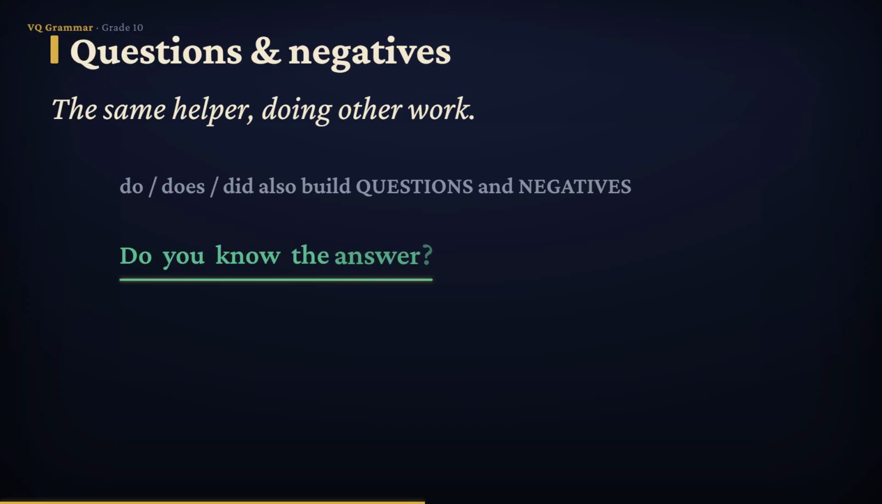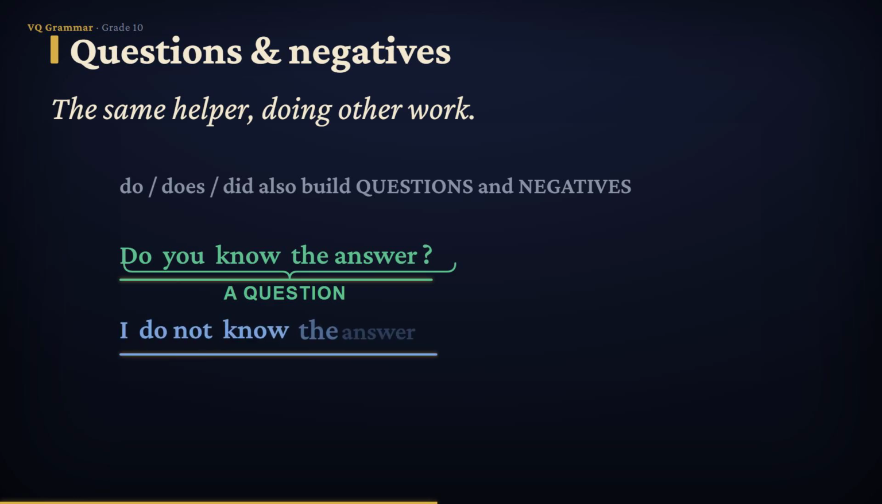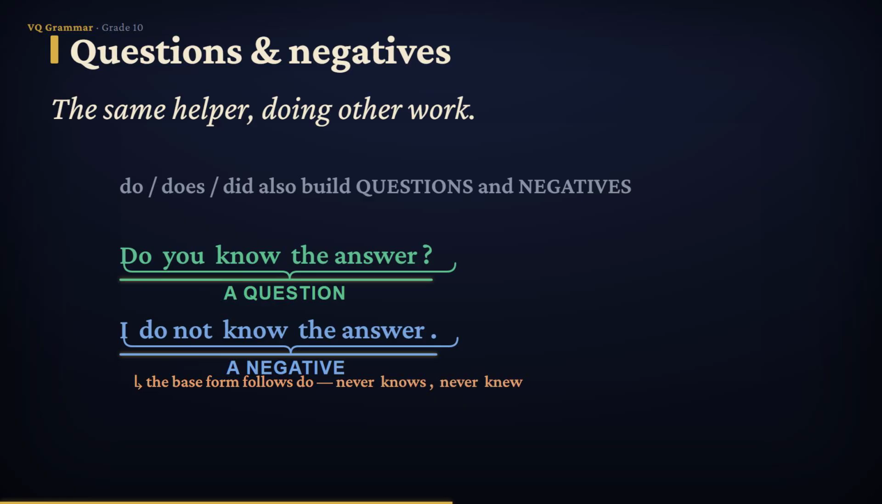Take this one. Do you know the answer? That's a question, and it opens with the helper do. Or this one. I do not know the answer. That's a negative, and the word not simply slides in after the helper. In both, the main verb stays in its base form, know.